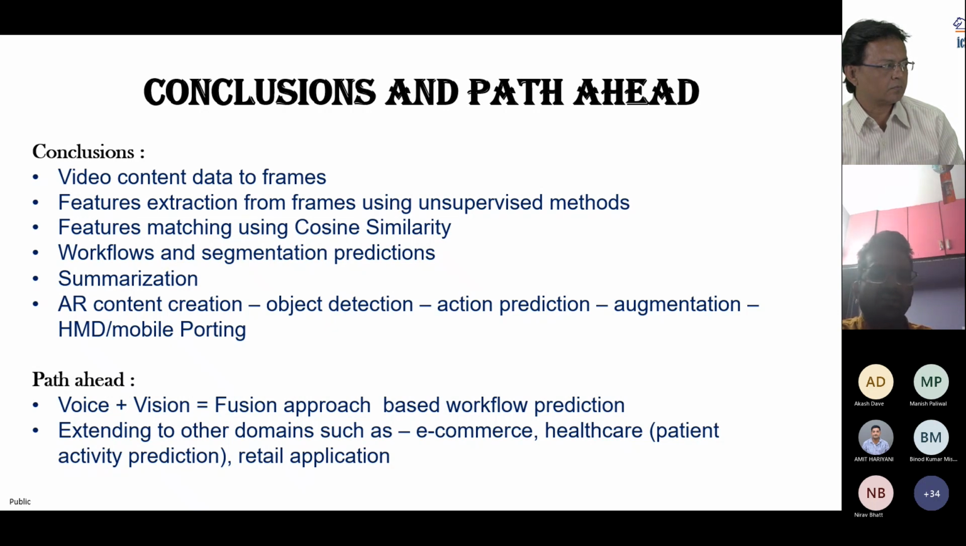And also the path ahead is what we do. We are planning to use a fusion-based approach where vision and voice can be measured together to see how the workflow can be predicted more accurately. Currently the intervals may shift here and there, but if you fuse vision and voice while creating the workflows, that may help us create accurate workflows. This can also be extended to other use cases, e-commerce, healthcare, and retail applications.